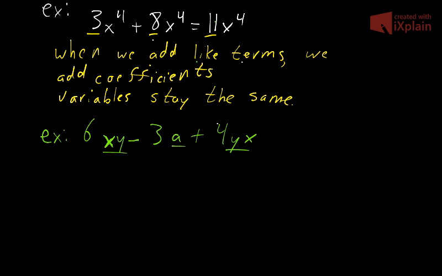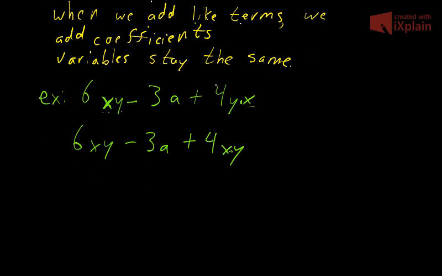When I write variables, I like to write them with the earliest letter first, alphabetically. So this is xy, this is a, but yx, y comes later in the alphabet than x does. So really, I could rewrite this as 6xy minus 3a plus 4xy. Because yx is multiplication, and xy is multiplication, all I'm doing is flipping that multiplication, because I can do that. And now I have these two terms which are definitely alike.